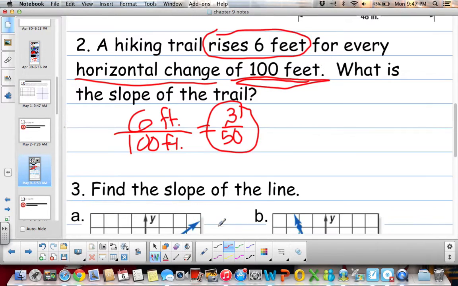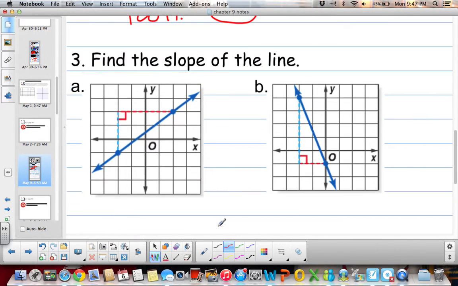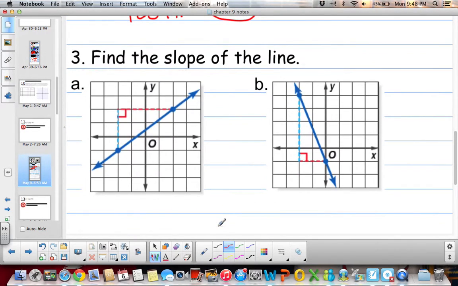All right. So if we are given a line or a graph and a line on our graph, we can also find the slope of the line. What we need to do is find 2 points on the line, and then we look at the rise over the run, or how much we're going up and how much we're going over.